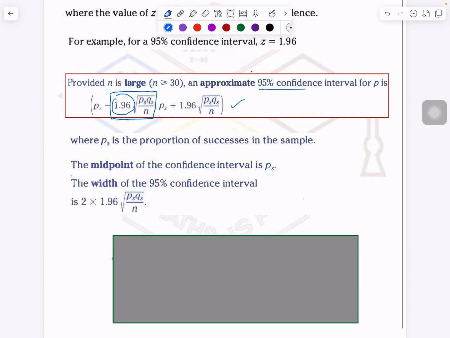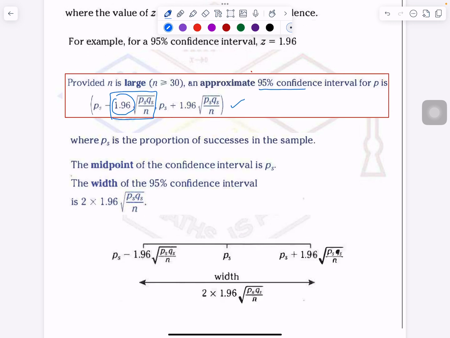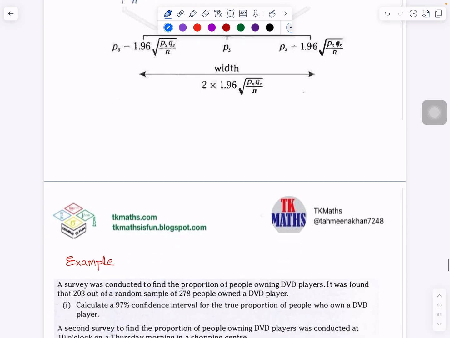Just like what we have done earlier for population mean, exactly everything is the same, all the concepts are the same, but the terminologies will of course change according to the population proportion now. Let's see a question here now.